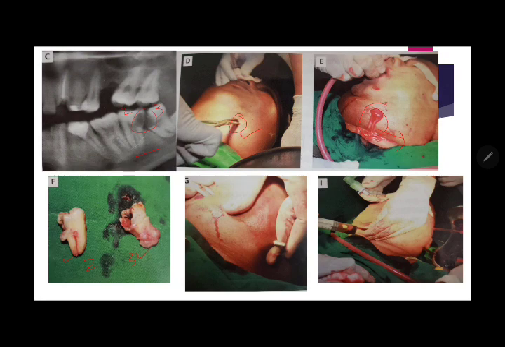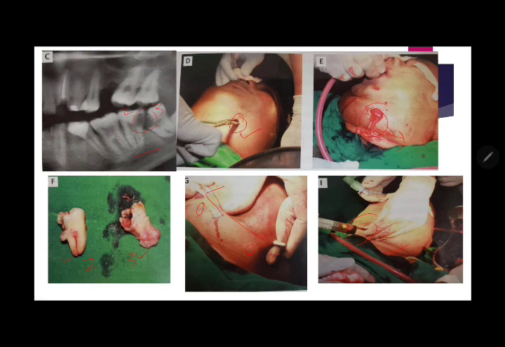The second and third molars are removed, which are the main source of infection for this Ludwig's angina. Then there is thorough drainage. A through-and-through drain is placed connecting both the submental and submandibular spaces, and later irrigation using a two-way drain is done.